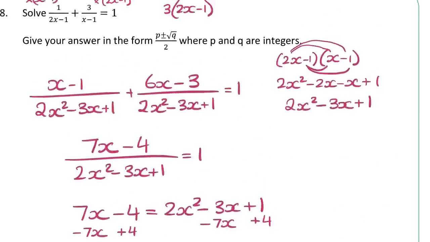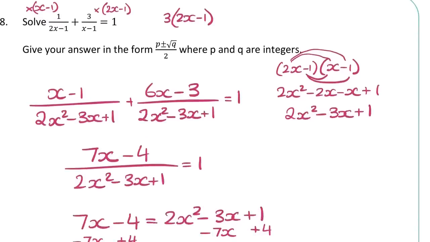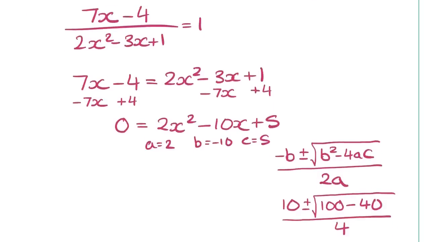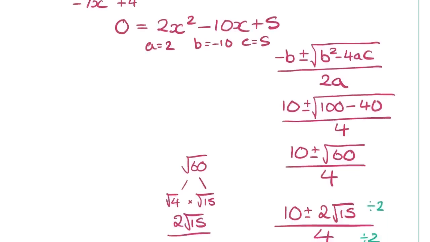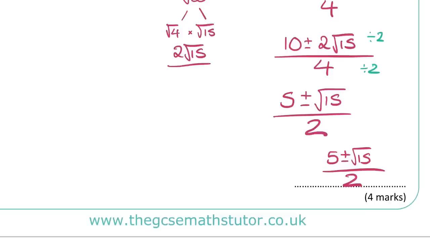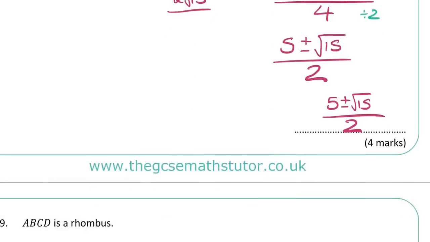Certainly not an easy question. We had some adding algebraic fractions where we had double brackets on the denominator that we had to expand. It was equal to 1. We had to multiply that over, make it equal 0, put it into the quadratic formula on a non-calculator exam, and then simplifying it all down to that final answer. So there we go. A pretty tricky question.